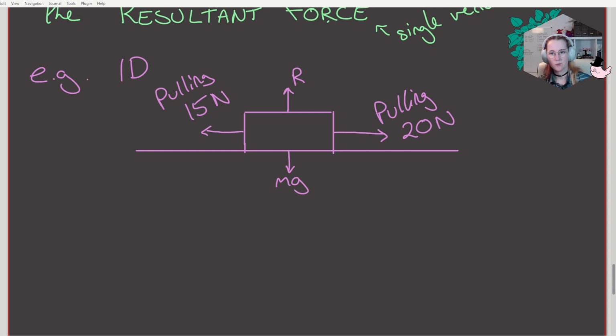Then the box is moving. I'm going to say that the reaction force and the weight, because they're both acting on each other, we don't worry too much about them. So I'm just going to get rid of them so that we can look at the 1D example for the minute. So tug of war with a box. Someone's pulling 20 newtons to the right, someone's pulling 15 newtons to the left.